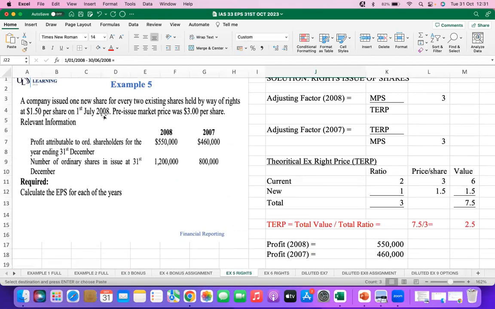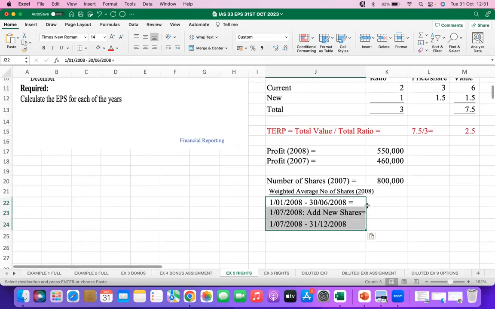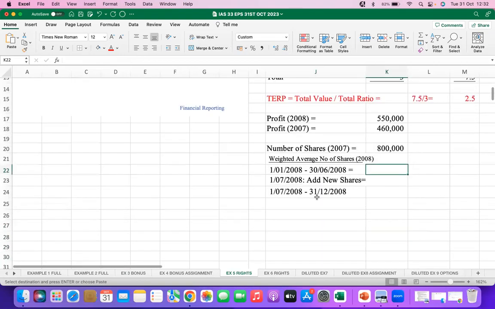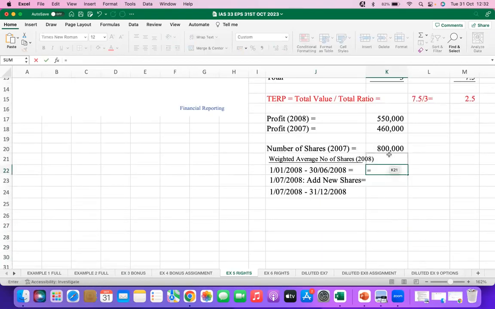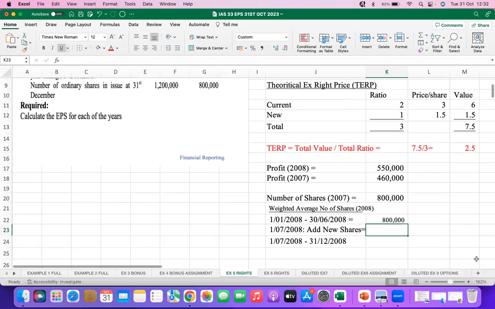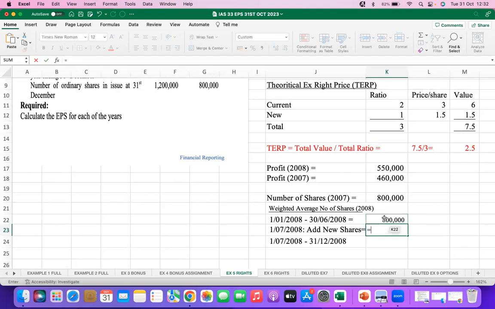These shares were issued on 1st July 2008. So how many shares did we have between 1st January and June 2008, just before the new issue of shares? Before the new issue, we had the number of shares at the end of that year plus the new number of shares. What was the ratio? 1 new share for every 2. So we will take the 800,000, multiply by 1, divide by 2 to get the new number of shares. So the total number of shares will be 800,000 plus 400,000.